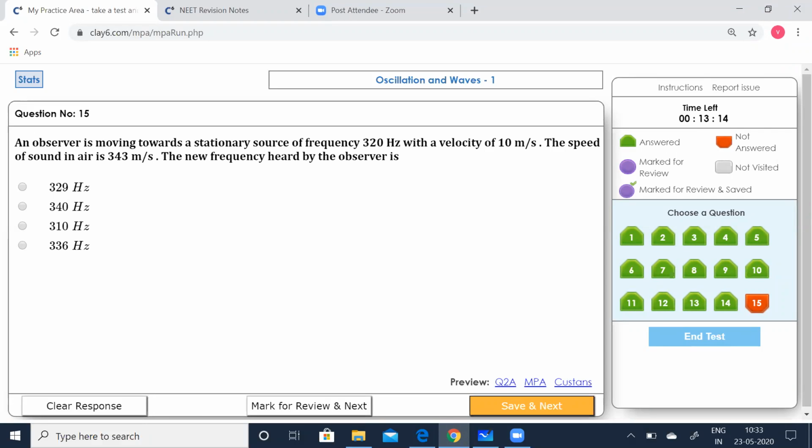An observer is moving towards a stationary source of frequency 320 Hertz with a velocity of 10 meters per second. The speed of sound in air is 343 meters per second. The new frequency heard by the observer is what? Obviously this is a sum related to the Doppler effect. The frequency of the source is given, velocity is given, and the speed of sound is given, and they are asking you to find the frequency heard by the observer.